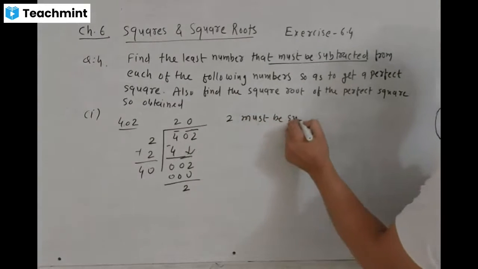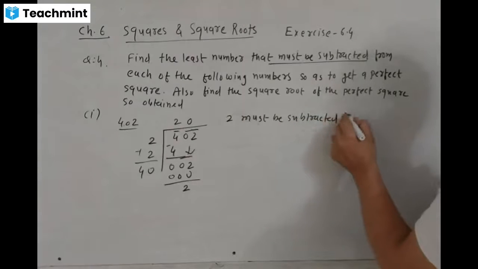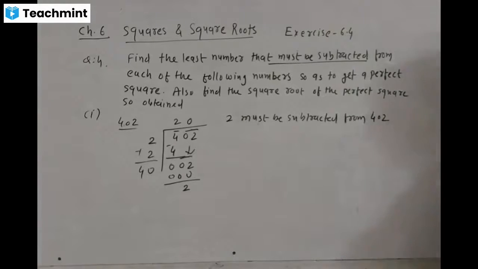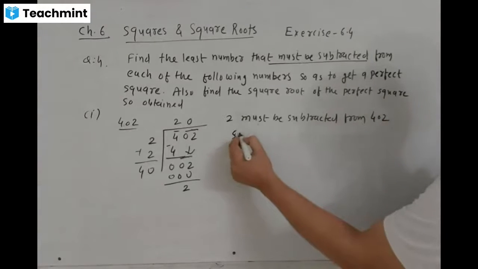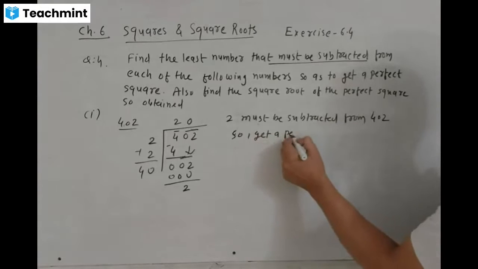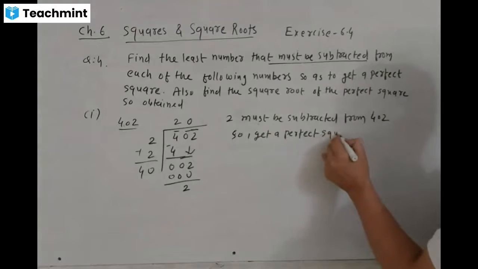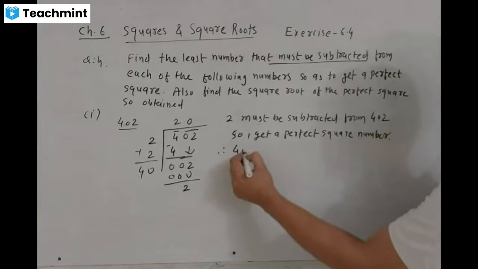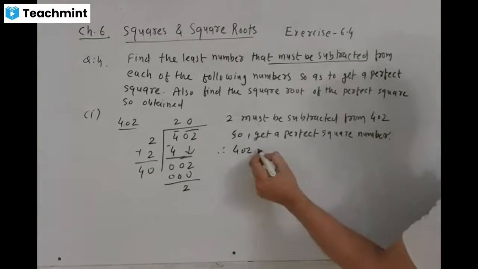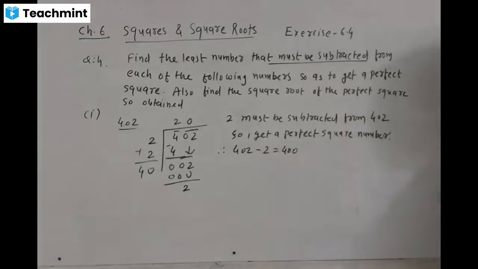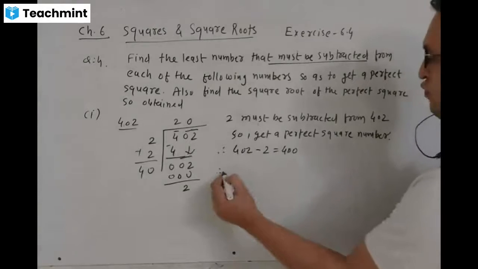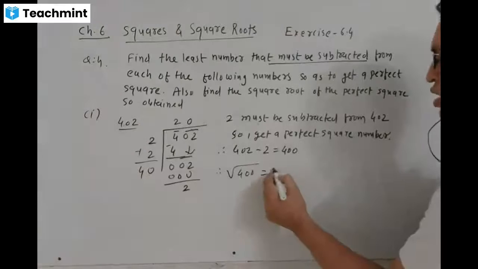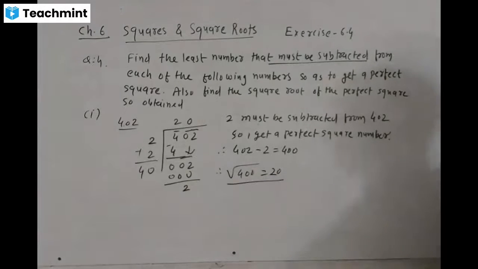2 must be subtracted from 402. So we get a perfect square number. Therefore, 402 minus remainder is equal to 400. The number is 400, and the square root of 400 is equal to 20.